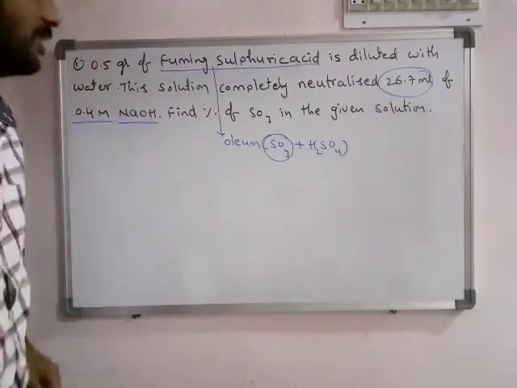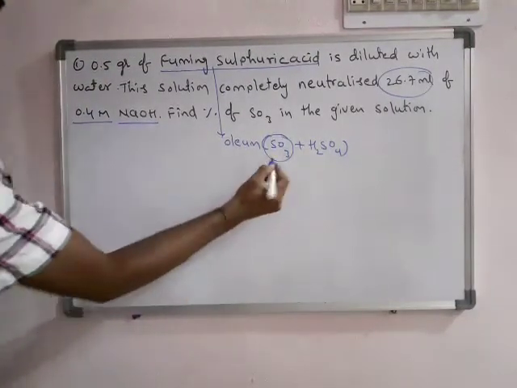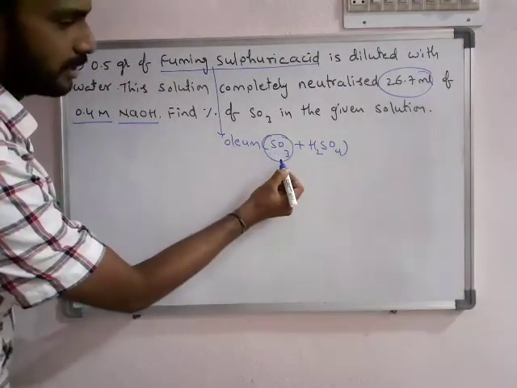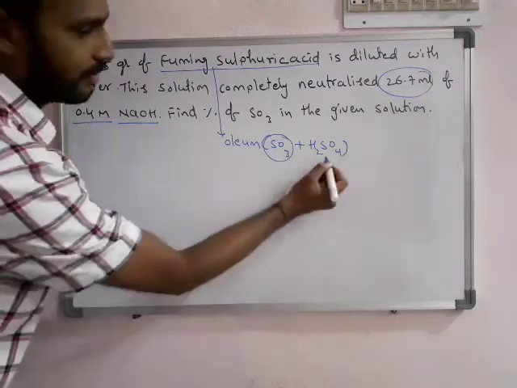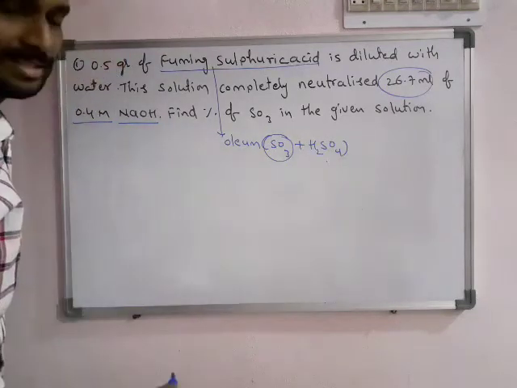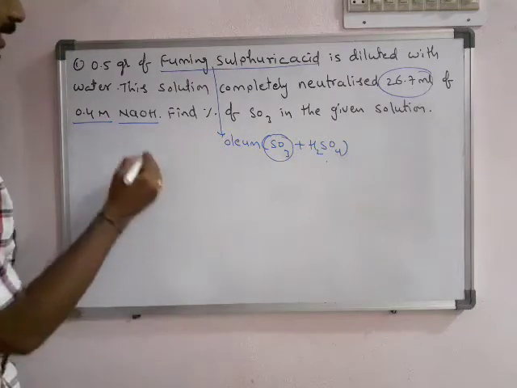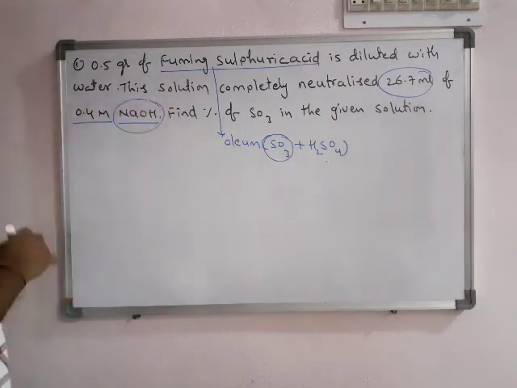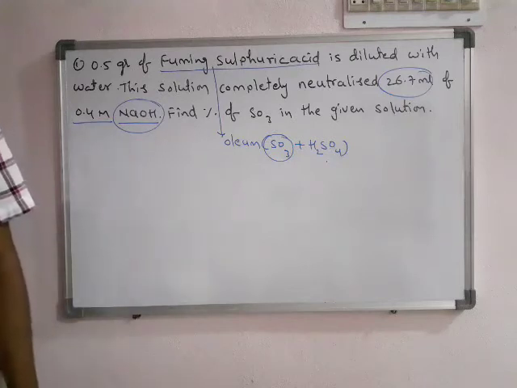Okay. Here important, this SO3 is acidic character, H2SO4 is also acidic character. Now both react with this NaOH. Both react with this NaOH. Okay.